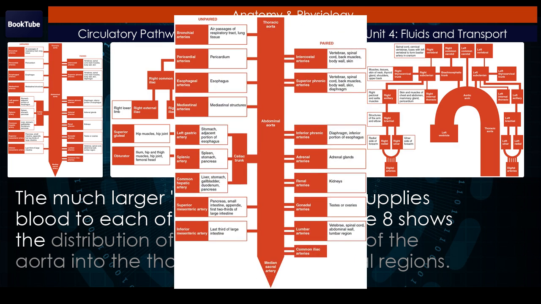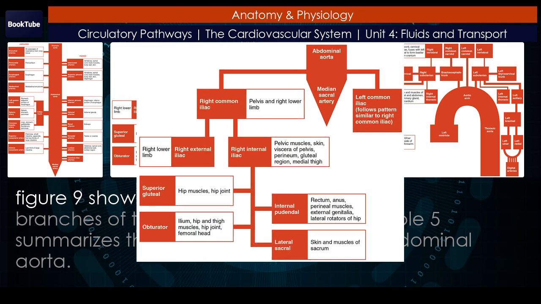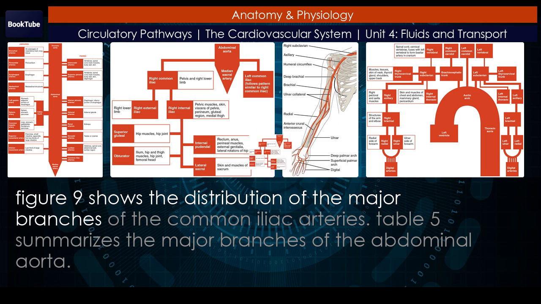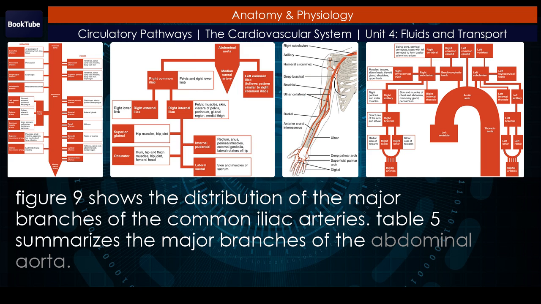Figure 8 shows the distribution of the major branches of the aorta into the thoracic and abdominal regions. Figure 9 shows the distribution of the major branches of the common iliac arteries. Table 5 summarizes the major branches of the abdominal aorta.